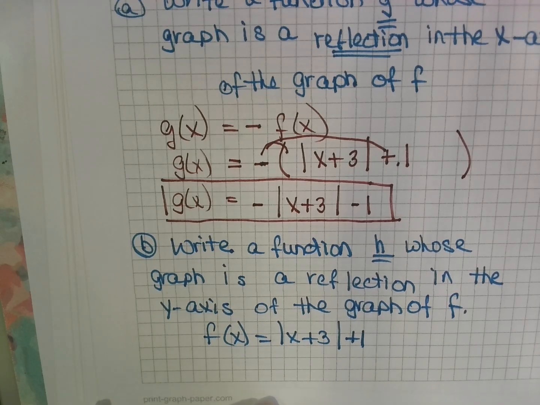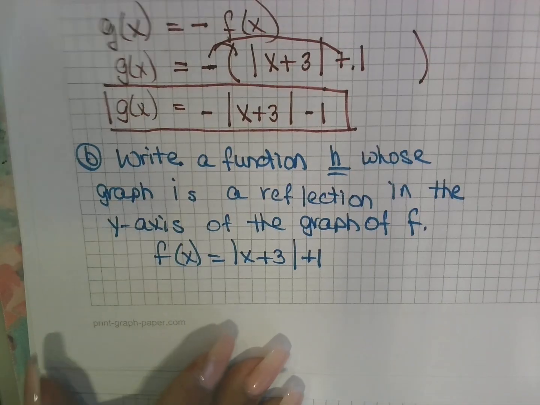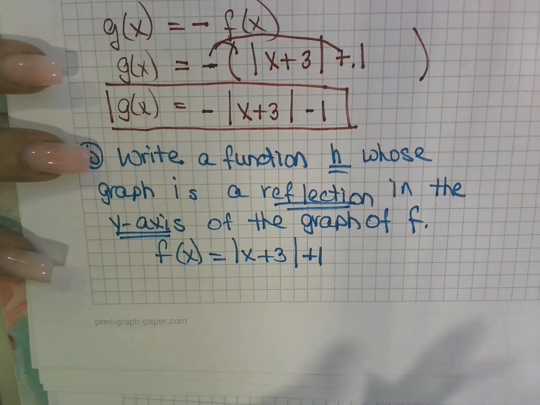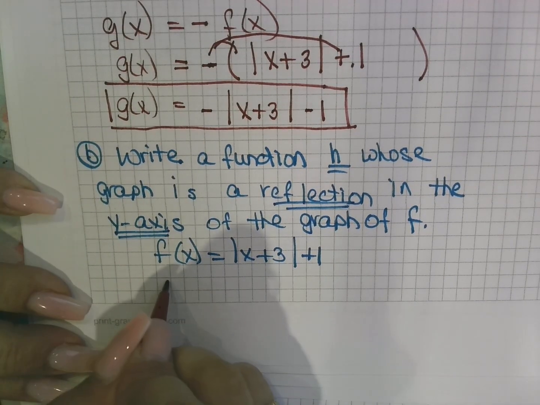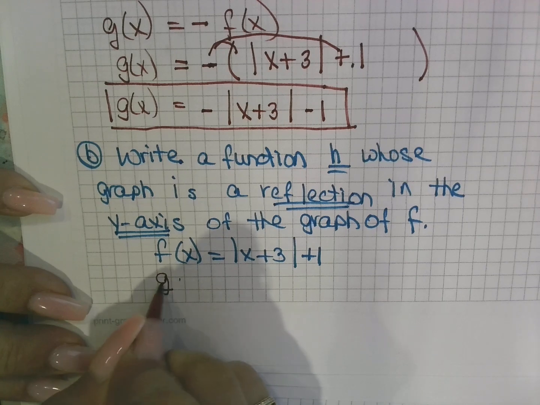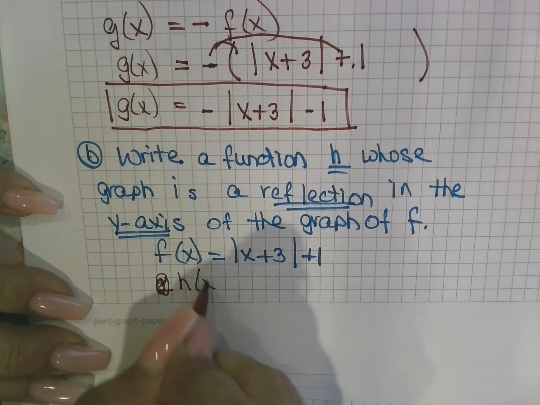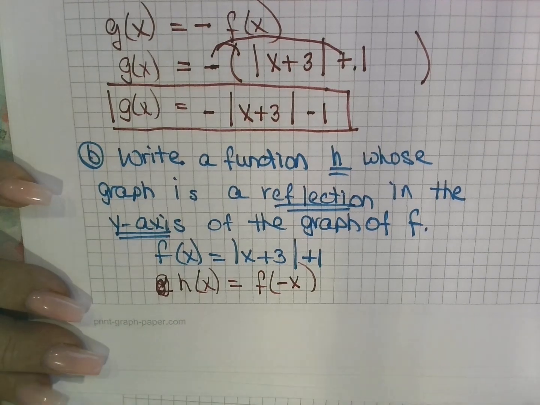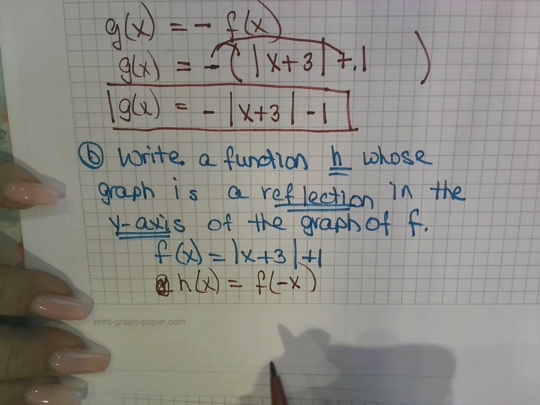But in this case, I want to reflect it in the y-axis. So my negative sign will have to go inside the function. So if I write that, that would be h. We want h of x equals f of negative x. All right, we want the negative sign inside the function.